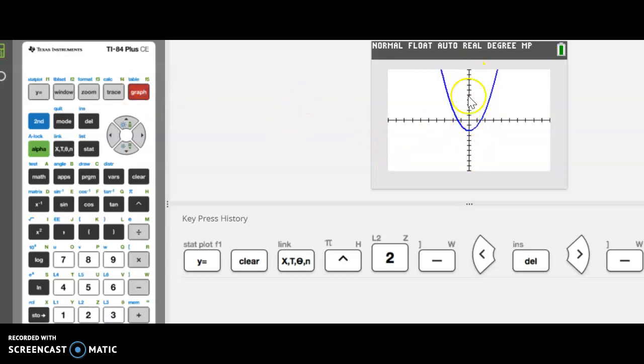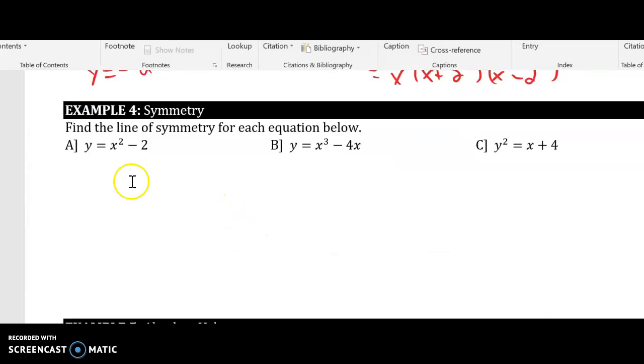So which way is it symmetrical? Up and down, right? So that is symmetrical over what? That's symmetrical over the y-axis. So on my paper, I would write symmetric over the y-axis. Okay? Pull up your notes. Find the line of symmetry. So that's symmetric over the y-axis. So you could say y-axis. Almost looks like an x. Or what is that line? That line is x equals 0.